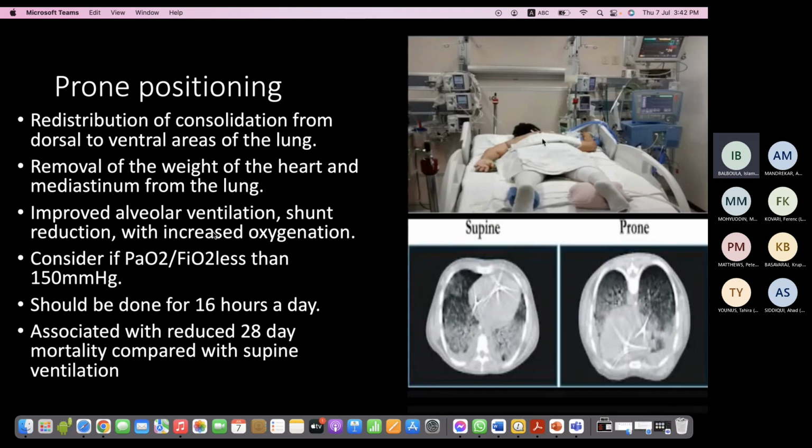As you see, this helps us to improve the alveolar ventilation and shunt reduction with increased oxygenation. We should consider proning if the PF ratio is less than 150, and it should be done for 16 hours a day, and it was associated with reduced 28 day mortality compared with supine ventilation.